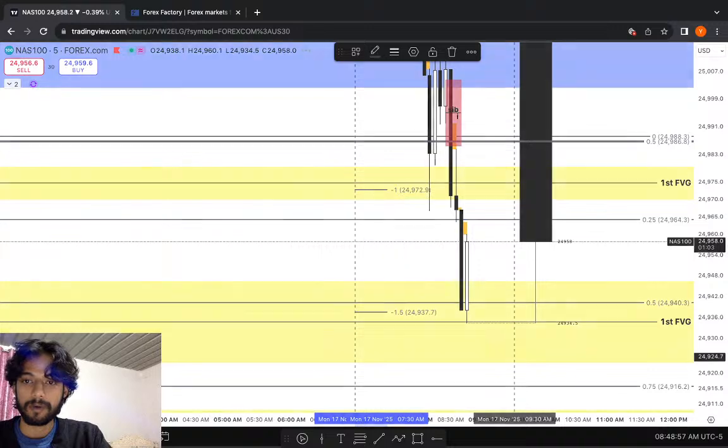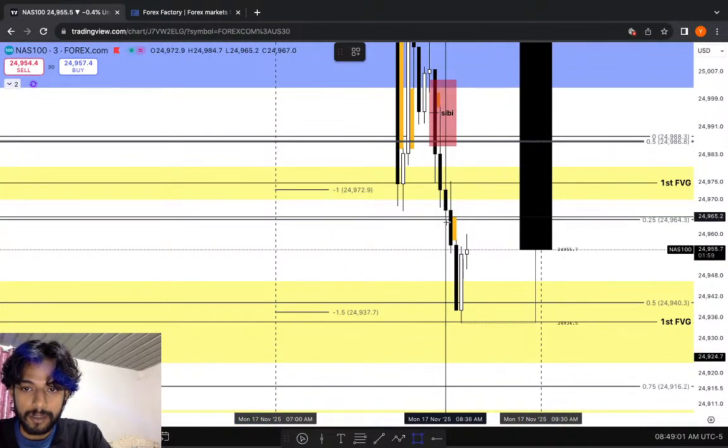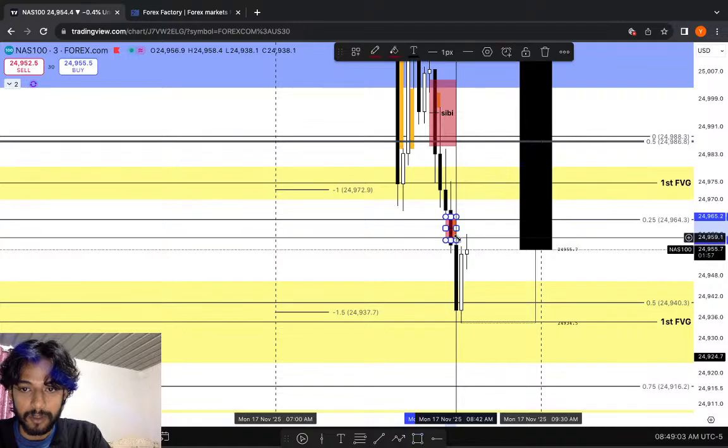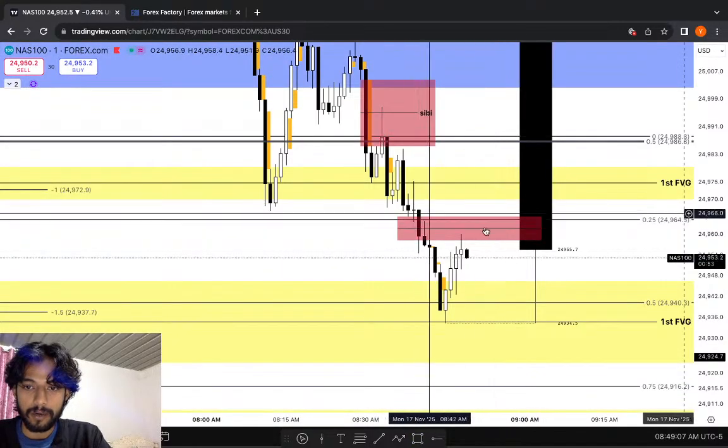On the 5 minute we have a full bullish candle, but we have this sell side imbalance, buy side inefficiency on the 3 minute. I've just marked it, and let's see how the bodies of the candle react inside it.